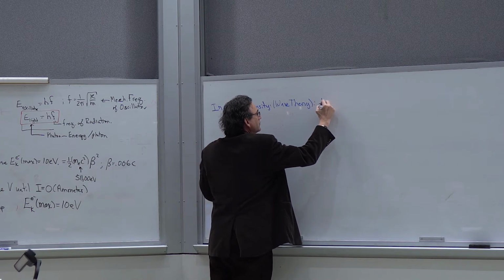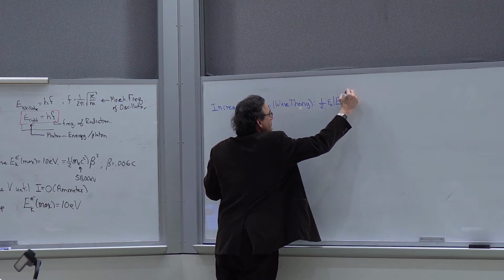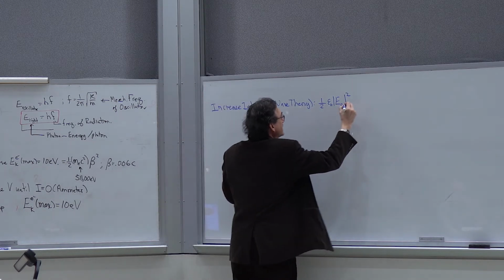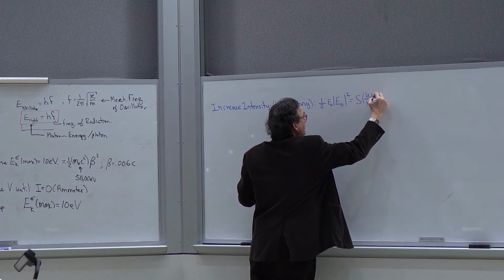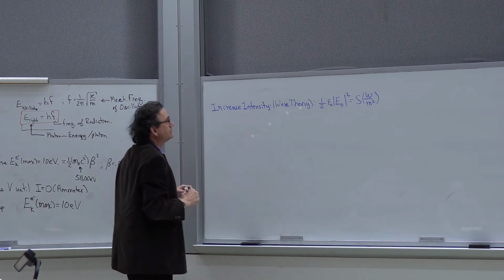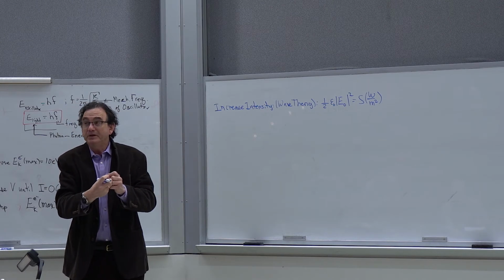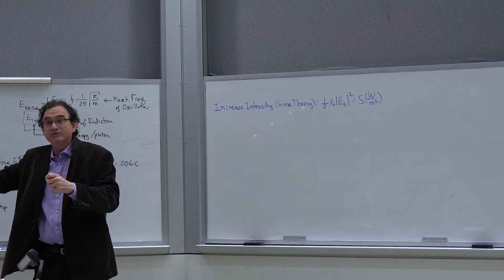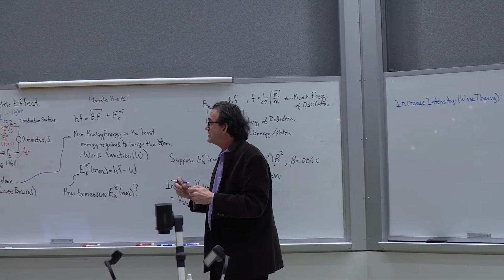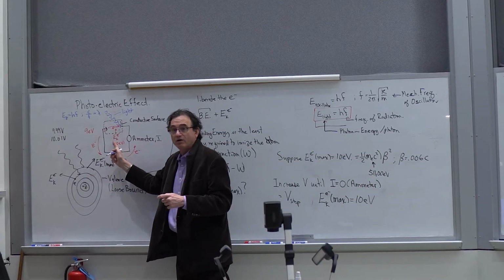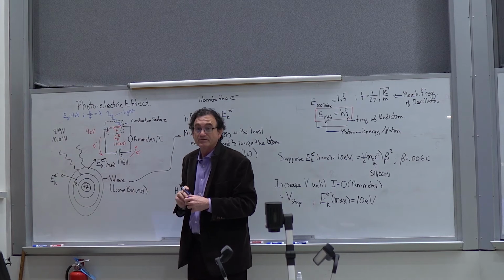Then I increase one-half epsilon naught times the square of the electric field amplitude. This is what we call the S vector, or the intensity in watts per square meter, right? And you're right, if I increase the intensity, I should be providing more energy to get more energy out. But it doesn't happen. What happens is, it doesn't change the maximum energy at all. What it changes is the number of electrons I get off the surface.